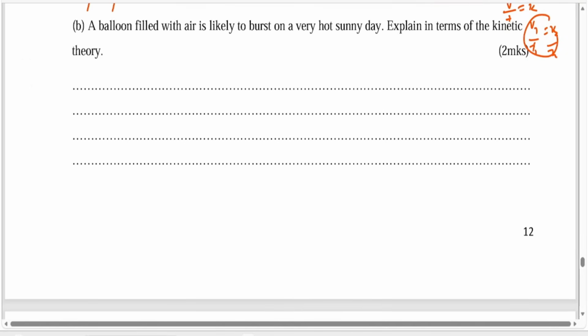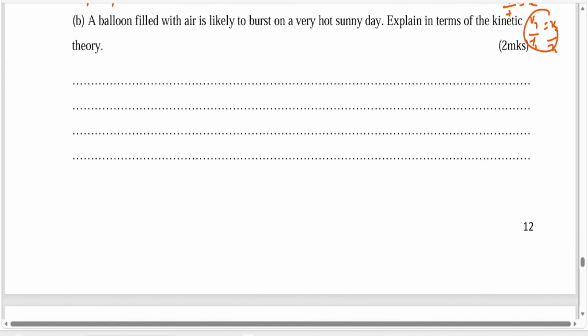Part B of the question, a balloon filled with air is likely to burst on a very hot sunny day. Explain in terms of the kinetic theory. How does this happen? The reason is that there is an increase in the kinetic energy of the gaseous particles, and this increases the collisions, and when the successful collisions increase, it leads to an increase in pressure that makes the balloon burst.